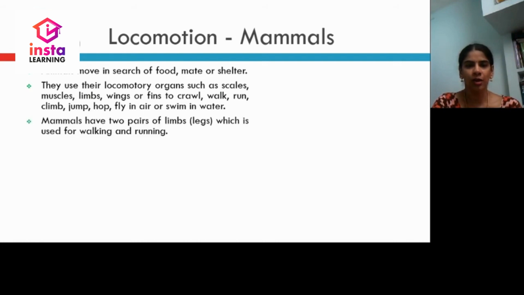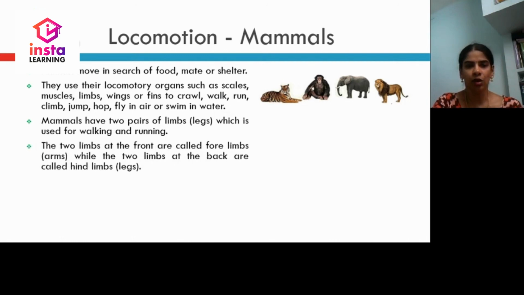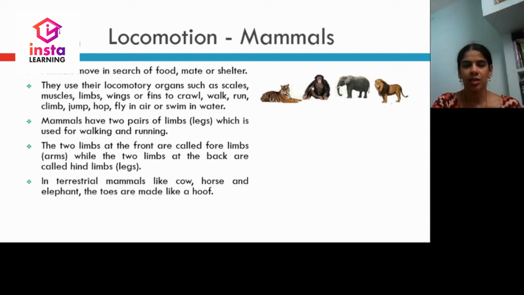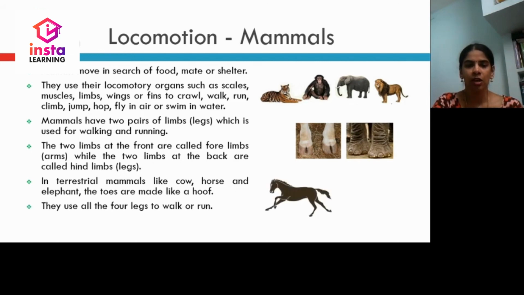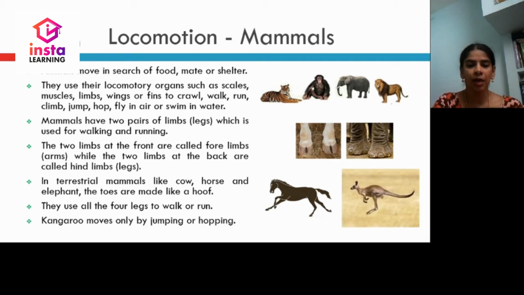Mammals have two pairs of limbs, that is legs, which are used for walking and running. The two limbs at the front are called forelimbs, that is considered as arms, while the two limbs at the back are called hind limbs, which act as legs. In terrestrial mammals like cow, horse and elephant, the toes are made like hoof. They use all the four legs to walk or run. Kangaroo moves only by hopping or jumping. This hopping and jumping takes place through hind limbs.